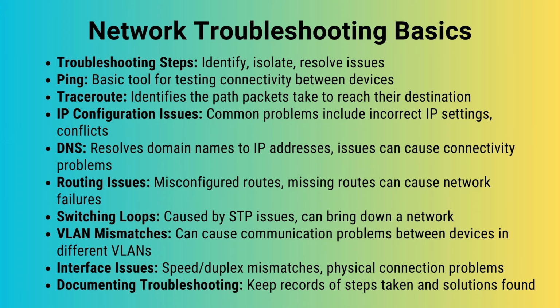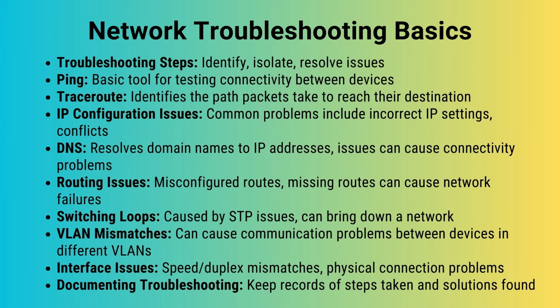Network troubleshooting is a critical skill for any network professional. The troubleshooting process typically follows these steps. Identify the problem, gather information, analyze the data, propose a solution, implement the solution, and verify the result. Key tools for troubleshooting include ping for testing basic connectivity, traceroute for identifying the path packets take to reach their destination, and various show commands on network devices.